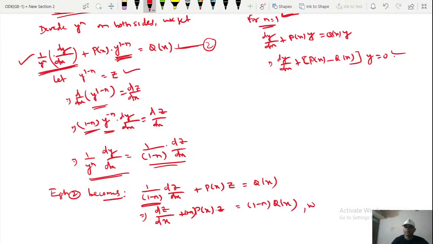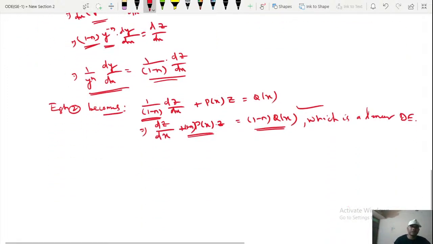Now this is a linear differential equation. That means the Bernoulli's equation is reduced to a linear equation. Now after the reduction, we can apply the formula for linear differential equation. First you will find the integrating factor, then you will write the solution.